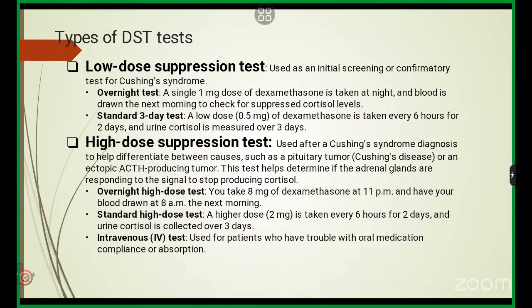There is overnight high dose: take 8 milligrams of dexamethasone at 11 p.m. and have your blood drawn at 8 a.m. the next morning. Standard high dose: the higher dose is given, 2 milligrams, taken every 6 hours for 2 days, and urine cortisol is collected over 3 days. You'll see 2 mg is a lower dose, but it's taken every 6 hours for 2 days. So basically, when you accumulate that, it will surge in the body and it becomes a high dose. This is why it's called the standard high dose test. There are also IV tests used for patients who have trouble with oral medication for compliance or absorption.